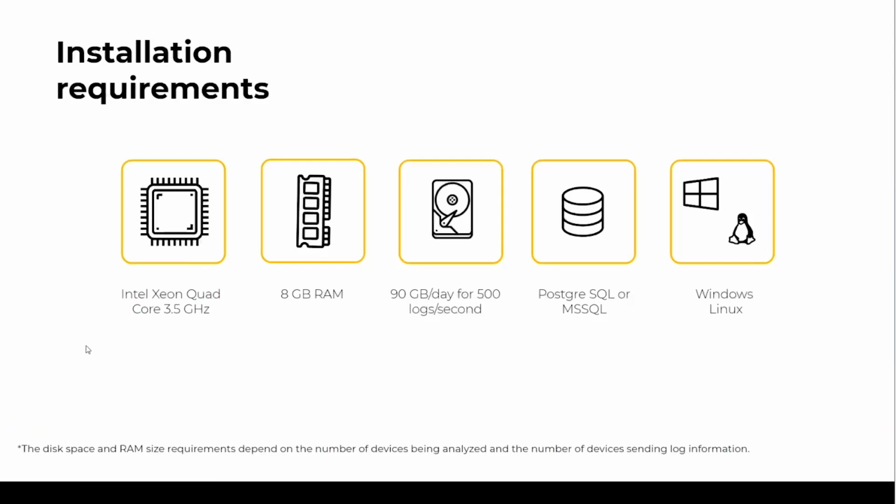Listed here are the basic installation requirements. Firewall Analyzer can be installed on a Windows or a Linux system. All the syslogs received by the Firewall Analyzer are by default stored in the Postgres DB, and if you need, you can also configure the syslogs to be stored in an MS SQL server. The disk space and RAM size mentioned here are the minimum requirement, and the same might vary depending on the number of devices being analyzed and the number of devices sending log information to Firewall Analyzer.